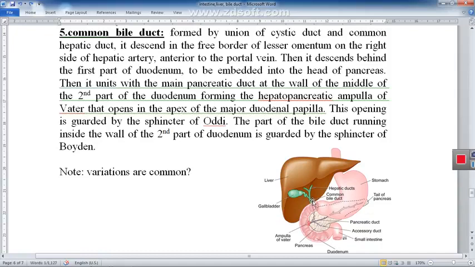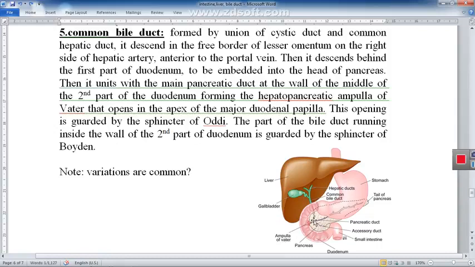On the left side of it is the hepatic artery, and behind both of them is the portal vein. Then the common bile duct passes behind the first part of the duodenum. Then it will be embedded in the head of the pancreas. And inside the head of the pancreas, the common bile duct will meet the pancreatic duct, the main pancreatic duct. Both of these will enter the wall of the duodenum, and inside the wall of the duodenum, the union of the common bile duct and the main pancreatic duct forms a dilatation which is called the ampulla of Vater.